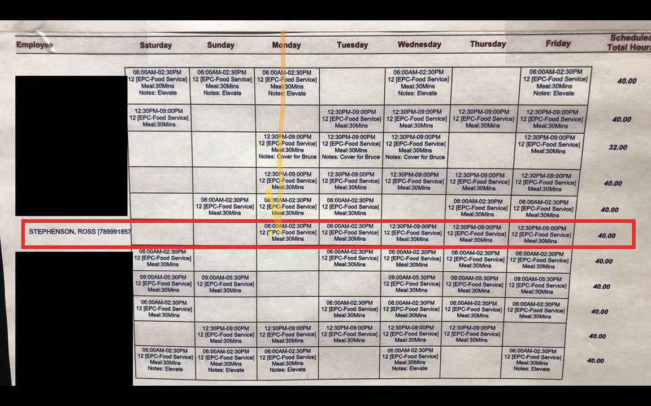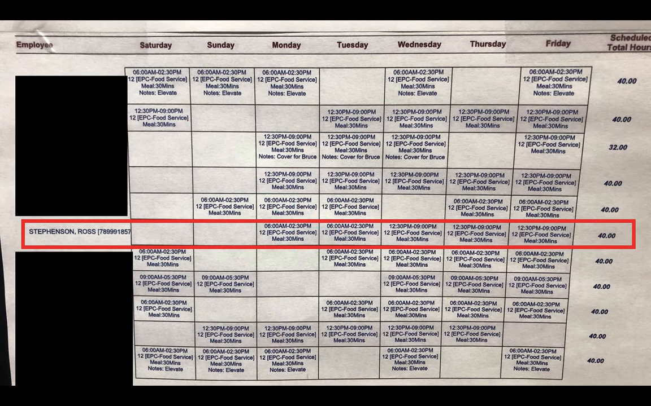We call them the AM shift, 6 a.m. to 2:30 p.m. On Wednesdays, I work the night shift, which was 12:30 p.m. to 9 p.m. On Thursday, night shift again. Friday, night shift again. And on Tuesday, I worked in the AM. I loved working in the AM because after 2:30, I got the rest of the day to myself. I did not enjoy working the night shift. Even though it was more relaxed, it was less enjoyable. I much preferred working in the morning.